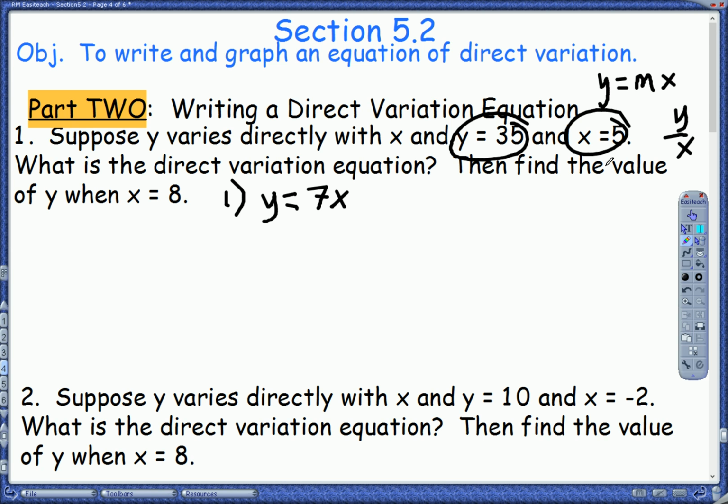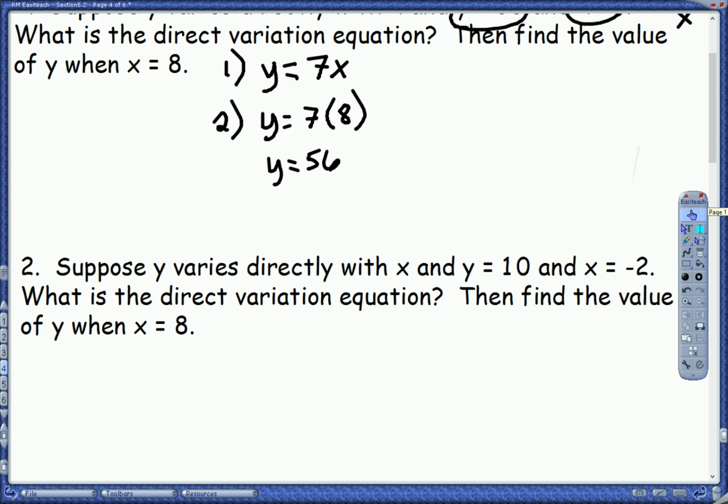Then it says, then find the value of y when x equals 8. So now part 2, what is y when x equals 8? I'm going to plug in 8 there, and I'm going to get 56. Okay, so there's 2 parts to this problem. One is finding the slope, or that m value, and you find that by doing y divided by x. Then you plug in a number, whatever number it tells you, 8, for x, and evaluate to find y.